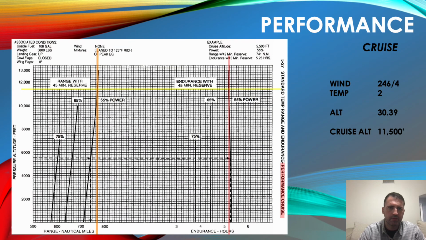And again, that gave us 55% power, so we're going to move on. We're going to find out at cruise what our range and what our endurance is. So at 55% power, it looks like we can go about 755 miles. We can take that over and find out our endurance. It should get us about 5 something, just a little bit over 5.